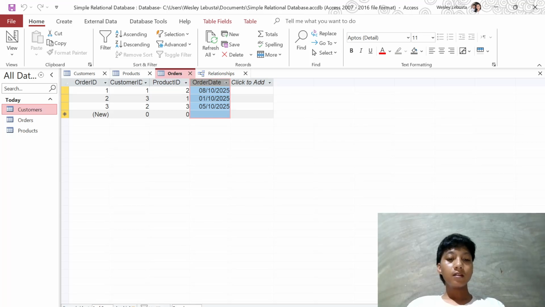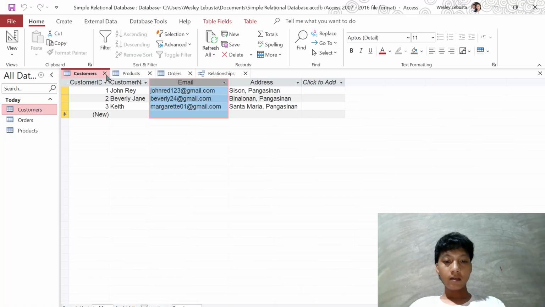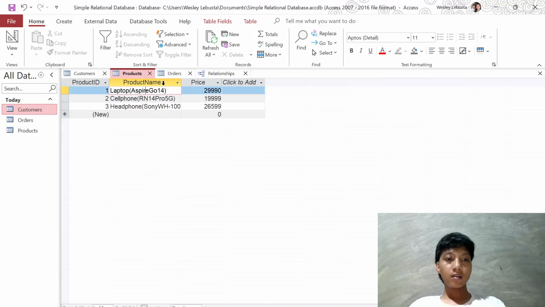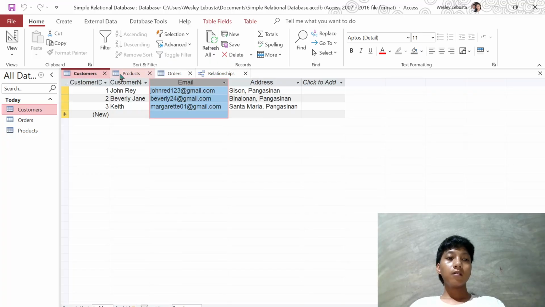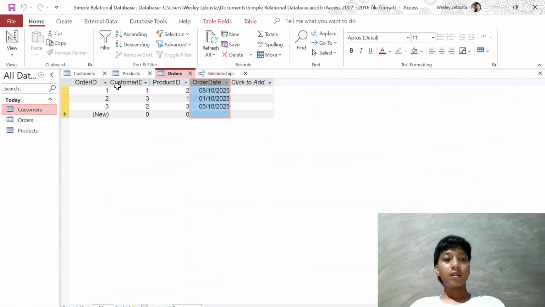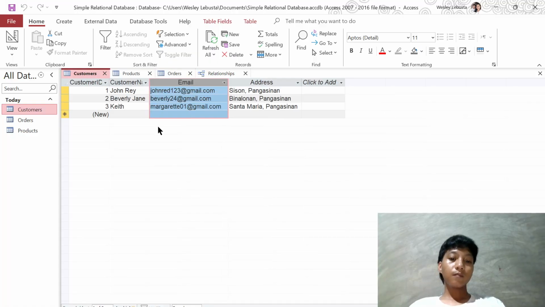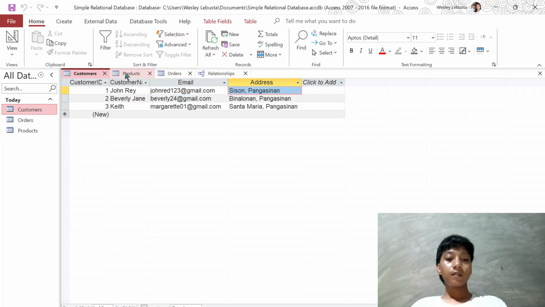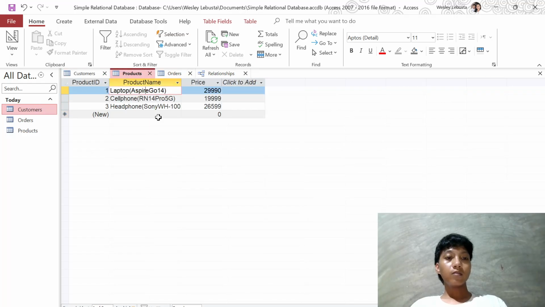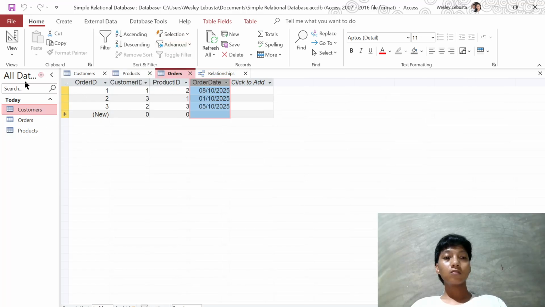For example, the activity that we do here consists of three tables. The first one is customer, products, and orders. Our customer table consists of customer information such as customer names, email, and address. The second one is the product table, which consists of the product name and the prices. The third one is the order table: the customer ID, product ID, and the time that they ordered the product.